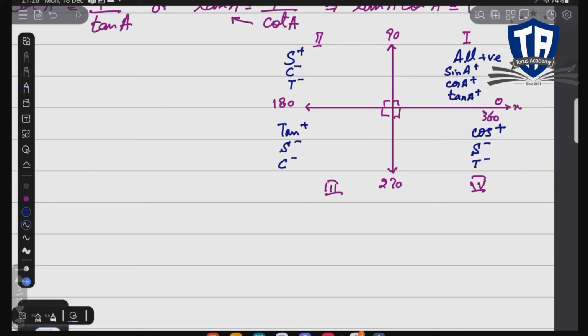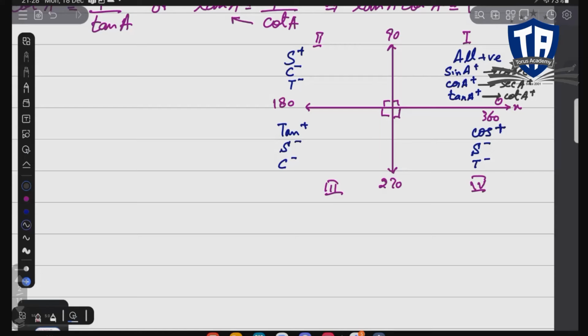As we discussed the reciprocal relation, the reciprocal relation will have the same signs as the function. When sine of A is positive, this means that cosecant of an angle A is positive. Secant of an angle A is positive. For tan of an angle A, the reciprocal of tan is cot. So cot is also positive.